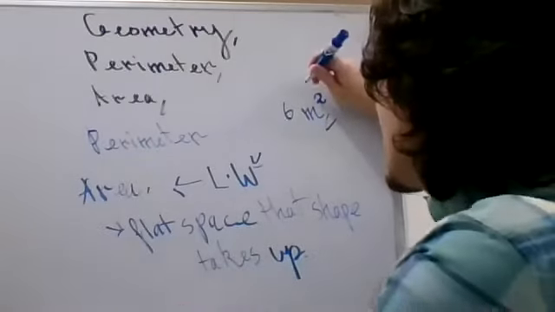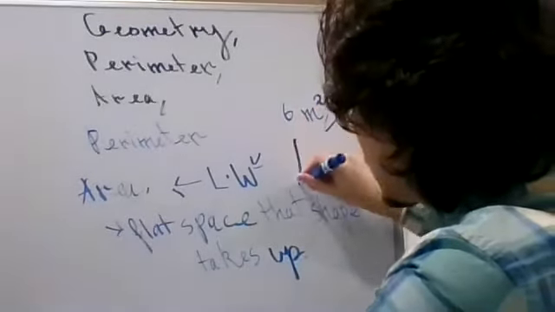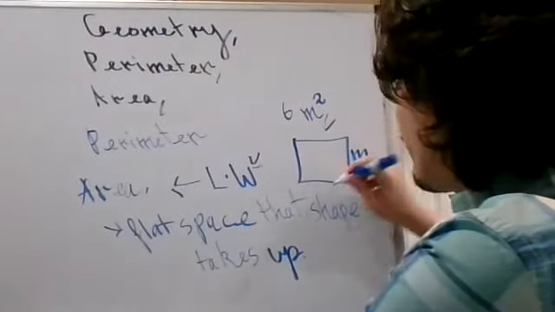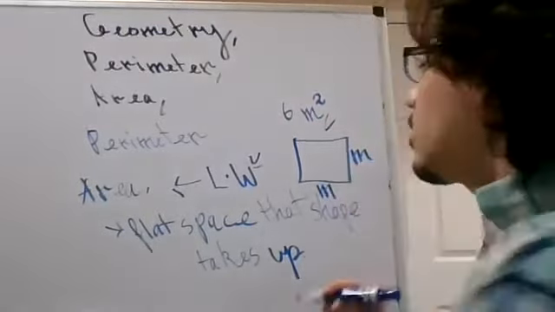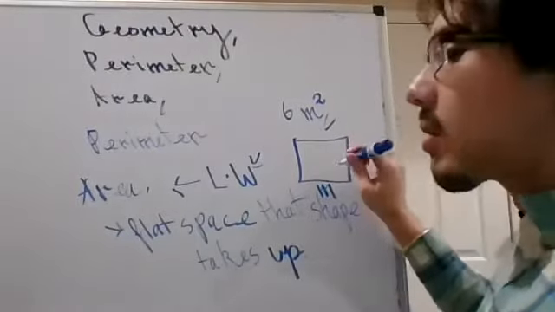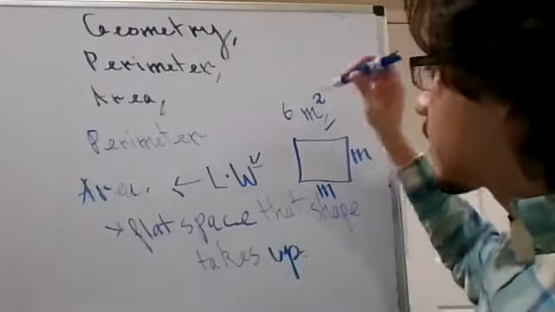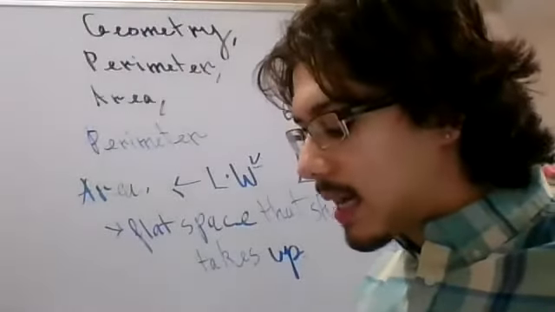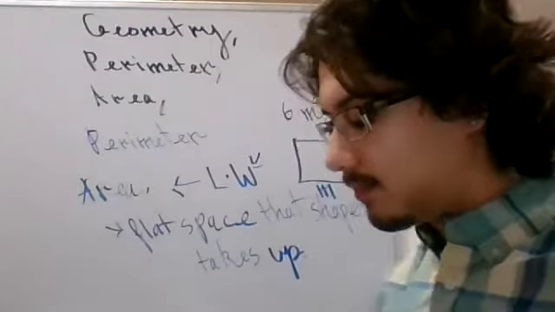Whereas if we had one square that was 1 meter by 1 meter, you could fit 6 of these squares inside of an area of 6 meters squared. Does anyone not understand anything so far?